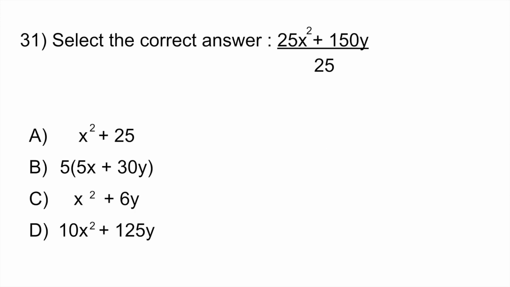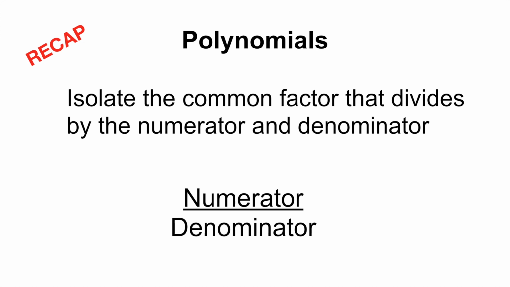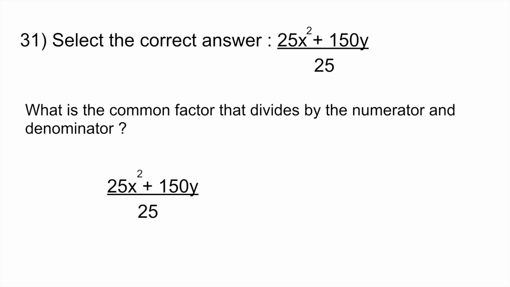Select the correct answer. Here they're giving you a polynomial, so let's quickly remind ourselves what this means. When you're solving for polynomials like we saw before, and you have to divide, what you have to do is isolate the common factor that divides the numerator, which was the top number, and the denominator, which was the bottom number. In this case, the common factor would be 25, right? Because if you divide 25 by 25, it gives you 1, so you could cross those out. And if you divide 150 by 25, it gives you 6. So your correct answer would be x to the power of 2 plus 6y, which is option C.